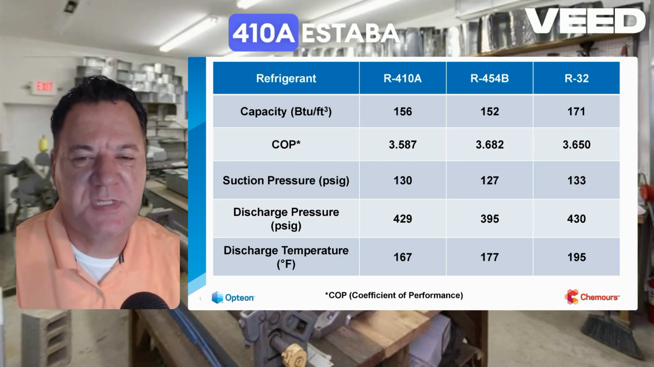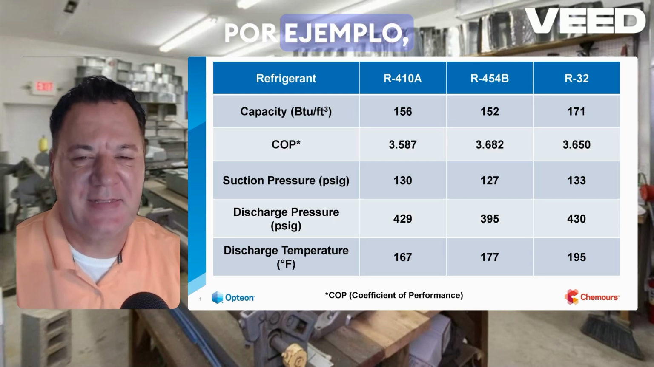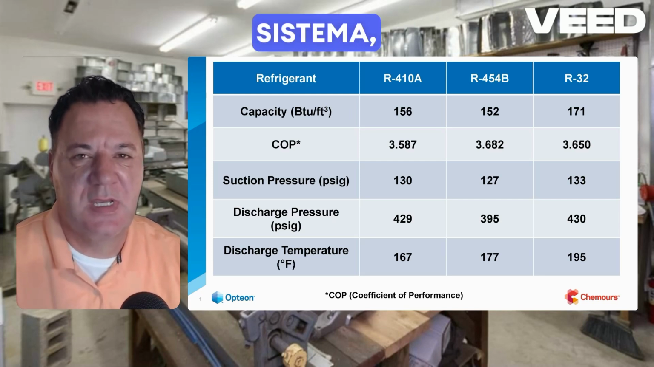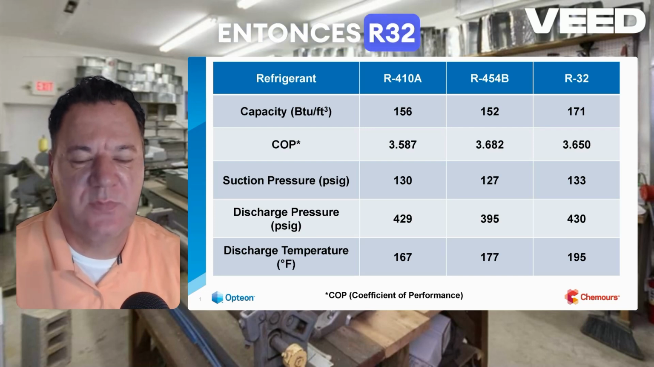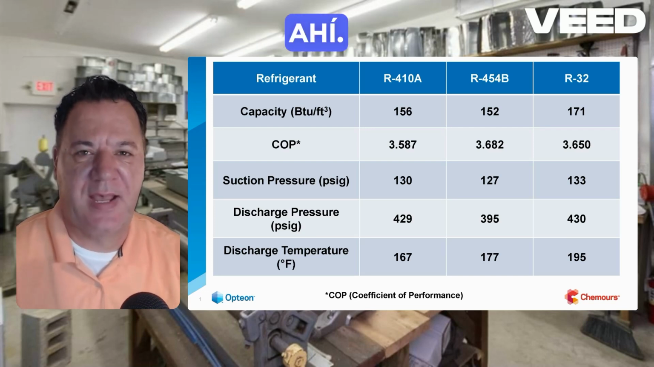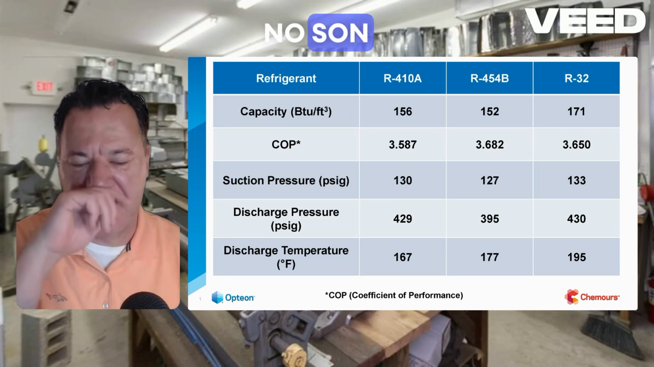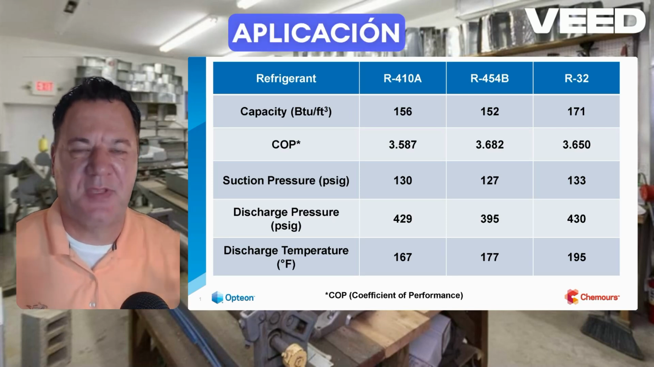So if 410A was at 3.58, for example, in the same system, 454B would be at 3.68, and then R32 would be at 3.65, somewhere thereabouts. So these are just rough estimates. They're not exact, but it's the same application for the comparison.